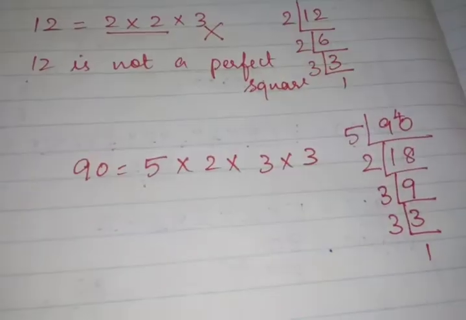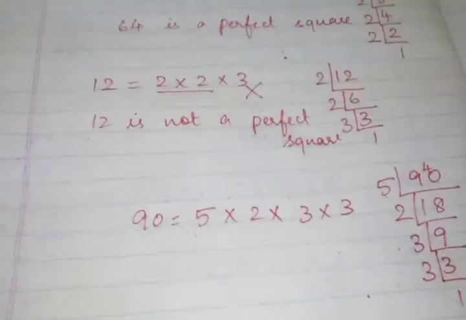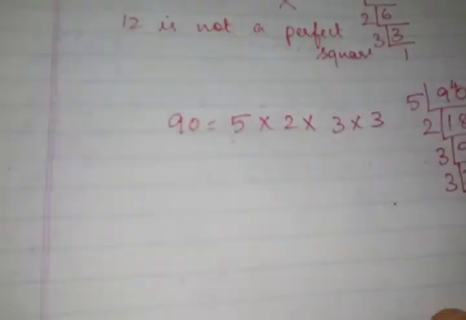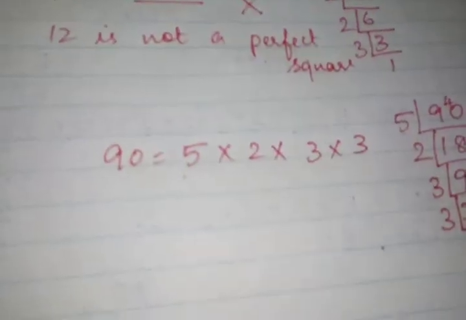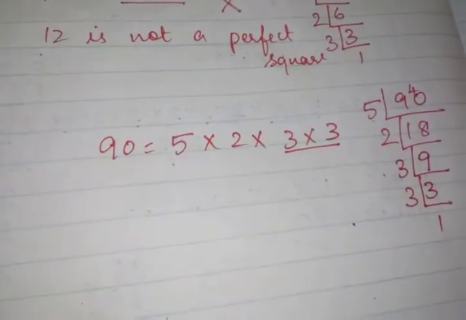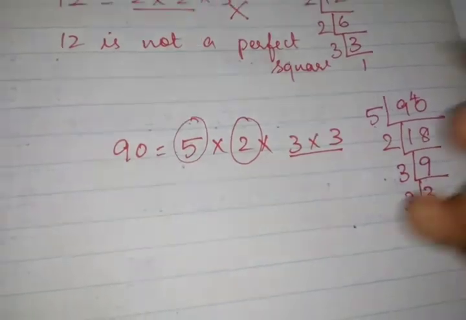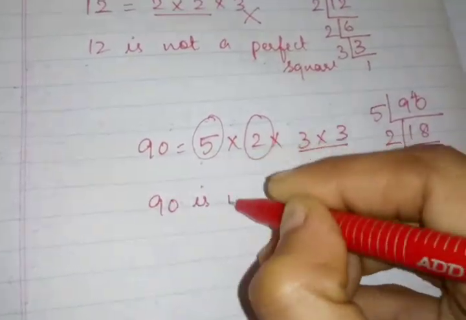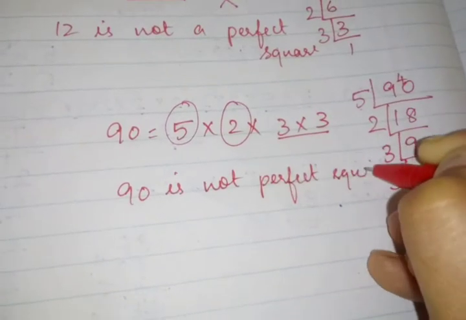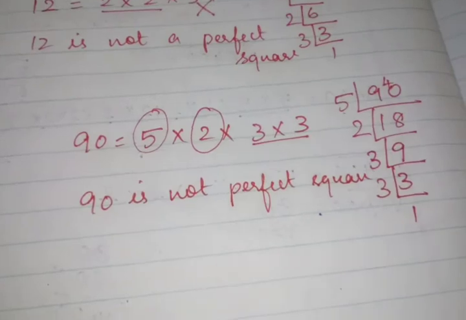Okay, now we have written the prime factorization, children. So first we should check whether it is a perfect square or not, whether the pairing takes place or not. Only these two numbers are paired, and there is no pair for 5 and no pair for 2. So 90 is not a perfect square.